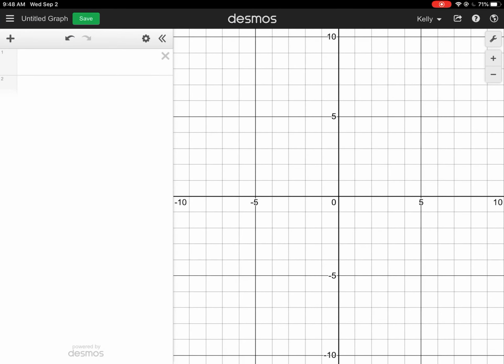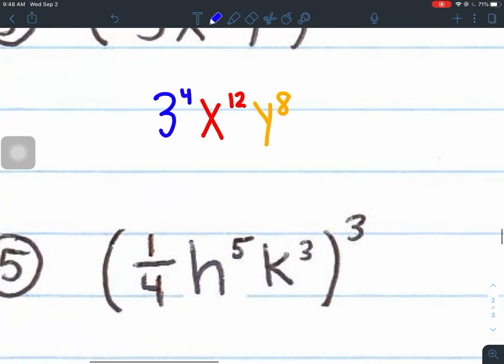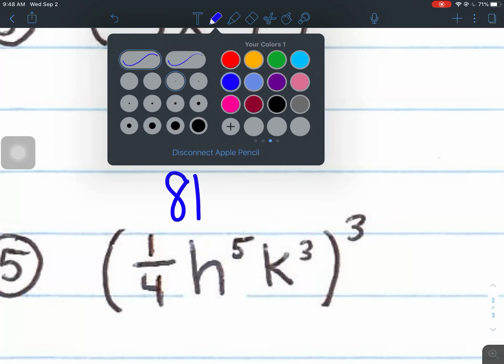I think it's 81. So you do 3, and then to do the exponent button in Desmos, it's actually this button right here. It's a to the b. So you type a to the b, and it'll bring up the exponent, and then you type a 4. And then you get 81. So 3 to the 4th is 81.